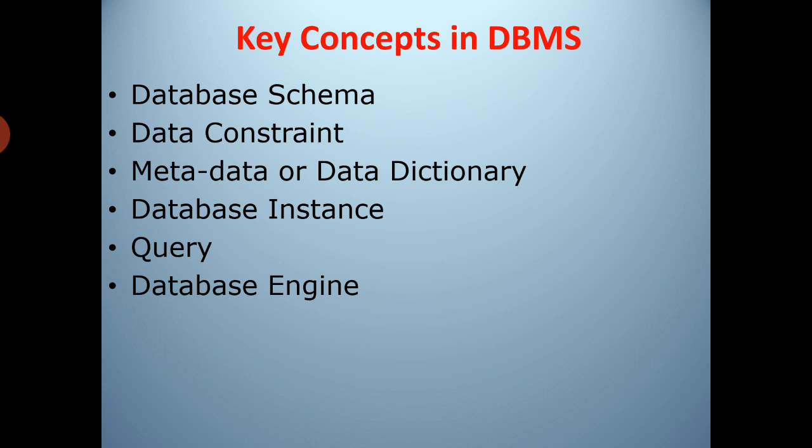Data constraints. Sometimes we put certain restrictions or limitations on the type of data that can be inserted in one or more columns of a table. This is done by specifying one or more constraints on that column while creating the tables. Metadata or data dictionary. The database schema, along with various constraints on the data, is stored by the database management system in a database catalog or dictionary. This is called metadata.